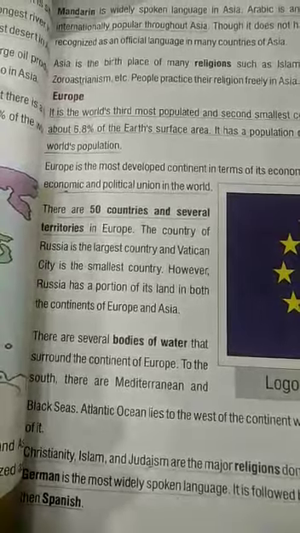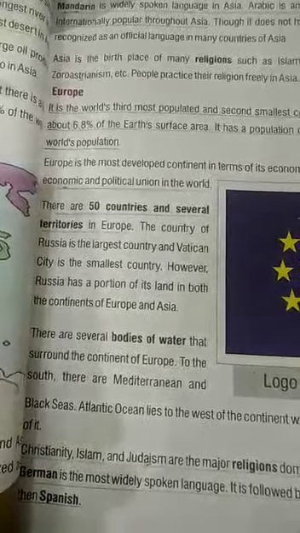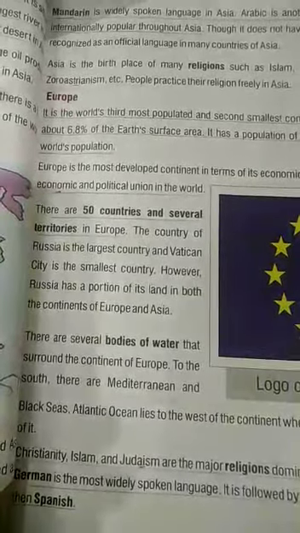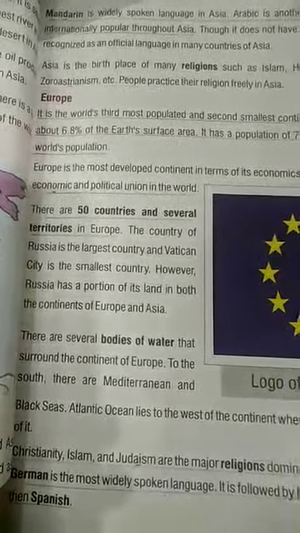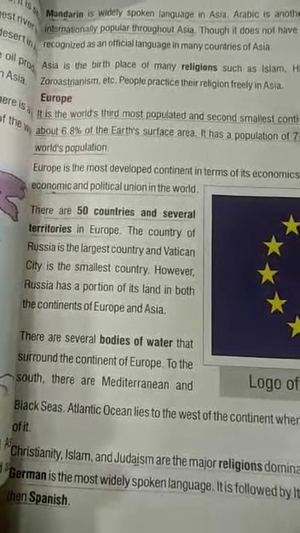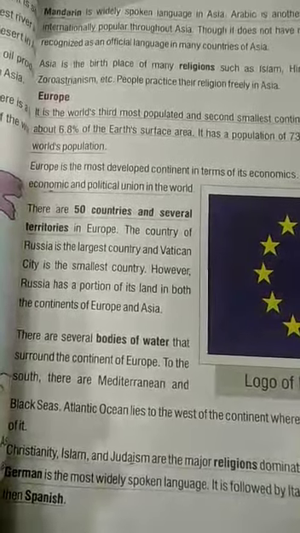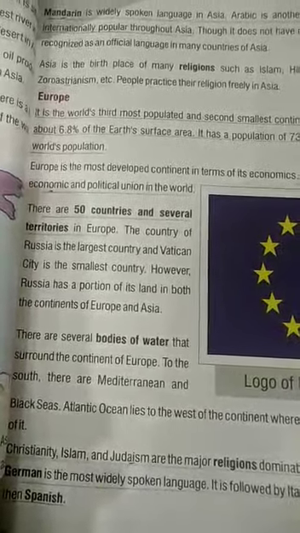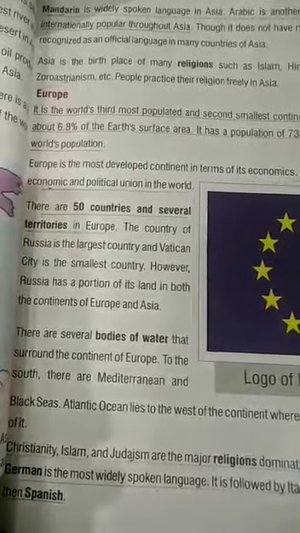The country of Russia is the largest country and Vatican City is the smallest country. However, Russia has a portion of its land in both the continents of Europe and Asia. So these two countries, Russia and Turkey, used to call themselves Eurasians. The people who live over there don't say that their continent is Europe or Asia. Actually, one part is located in Europe and another part is located in Asia. So people of these countries say that we live in Eurasia. In short, they use this word to represent Europe and Asia both.